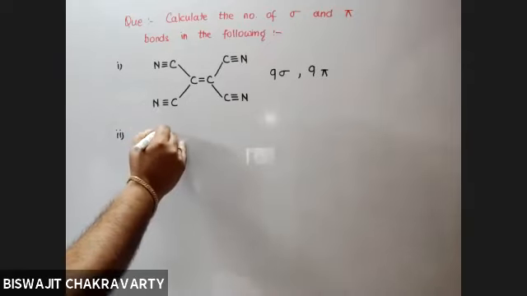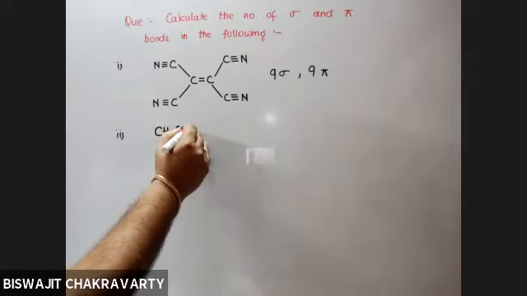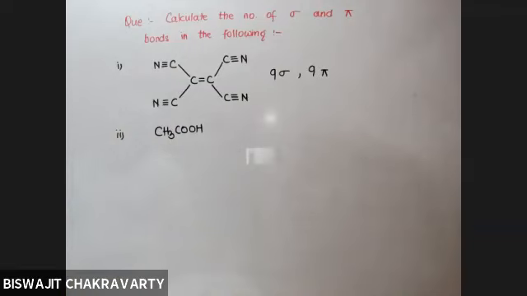Next, let me write the molecule in condensed form, CH3COH. It will be difficult for you to understand the number of sigma and pi bonds unless you open up the structure. How to draw the structure? You have to keep in mind that the valency of oxygen is 2, valency of carbon is 4.